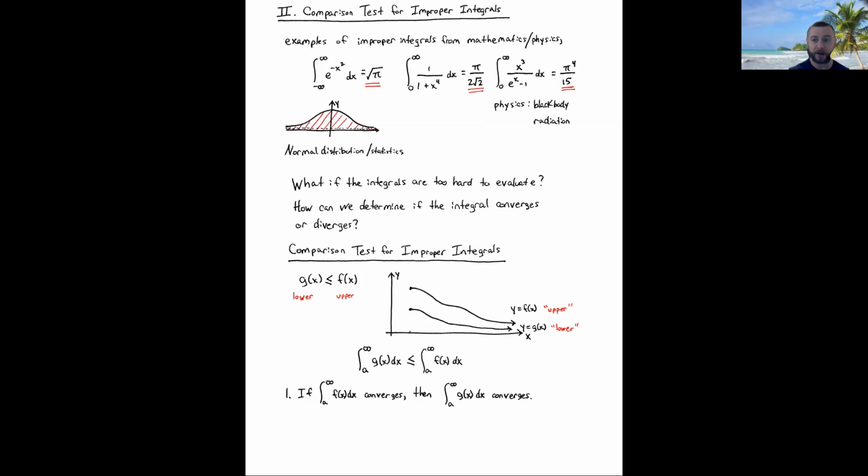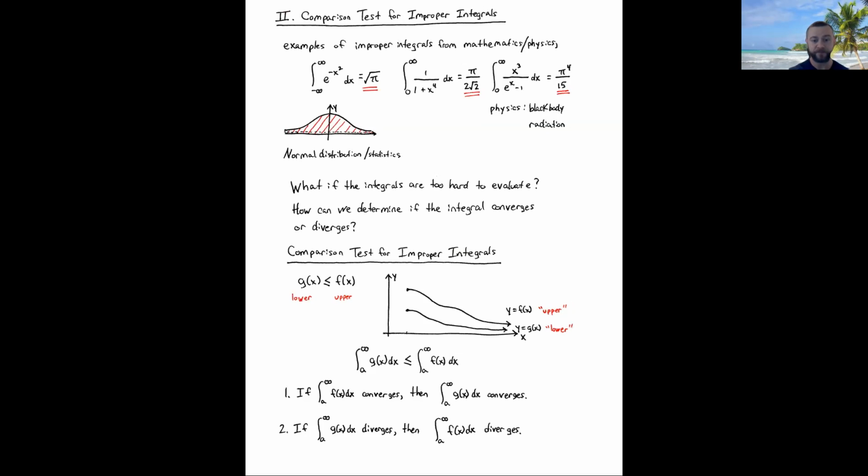There is another conclusive possibility, which is if the smaller improper integral is infinite, if the improper integral for g of x diverges, then the bigger one has to be infinite. It has to diverge as well. All right, and those are the only two conclusive possibilities.